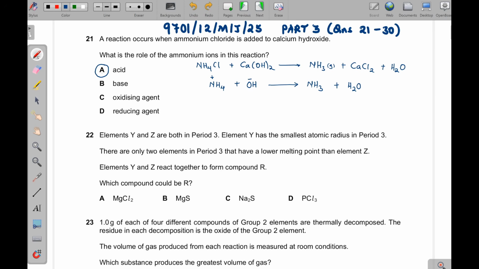So if they say that element Y has the smallest atomic radius in period 3, okay, that one might be chlorine, okay, before we go to argon, because that one actually doesn't react. So I expect Y to be chlorine, okay. There are only 2 elements in period 3 that have a lower melting point than Z.